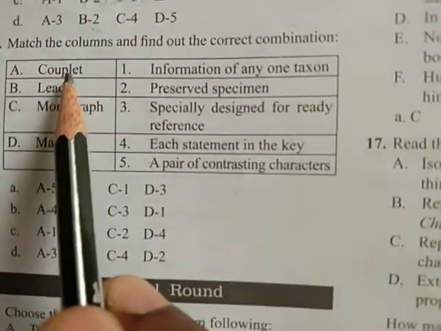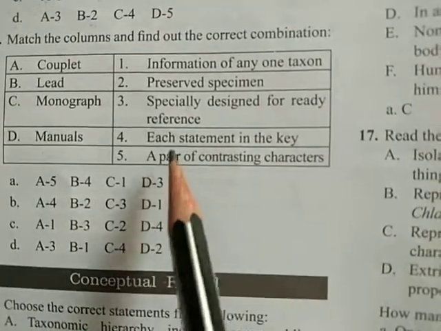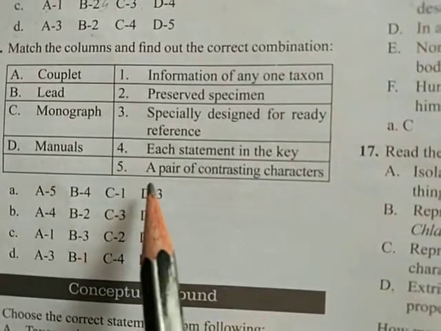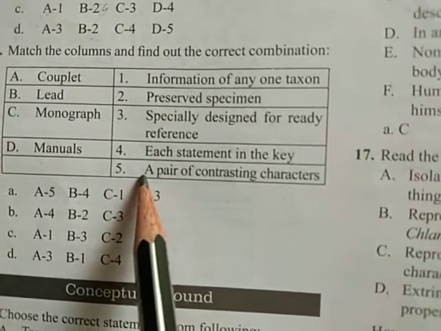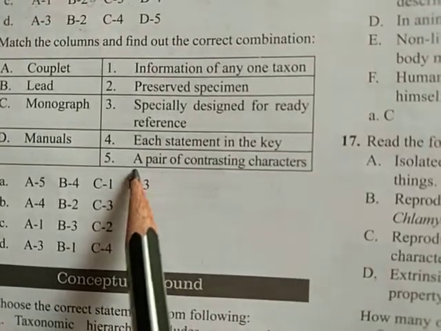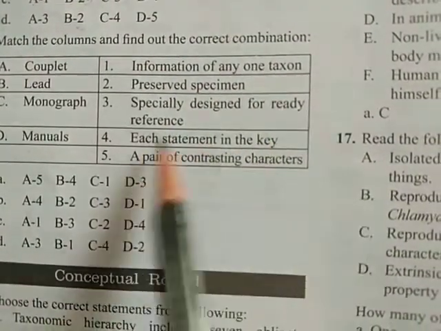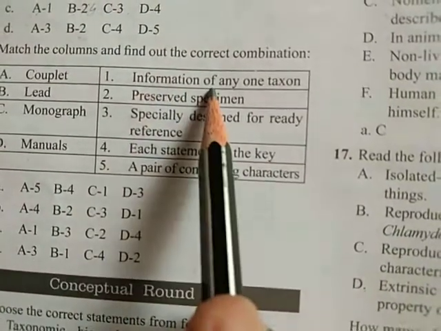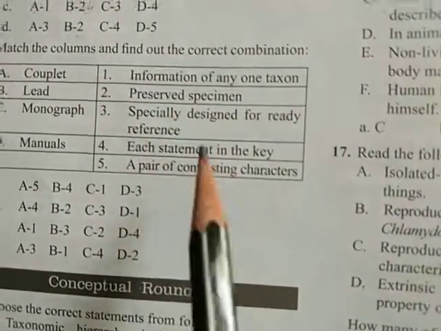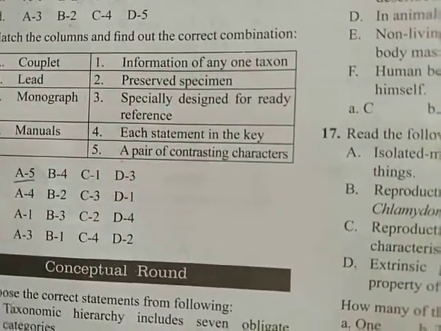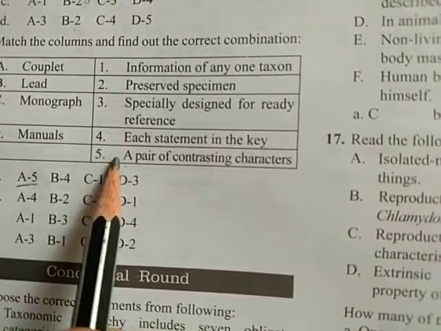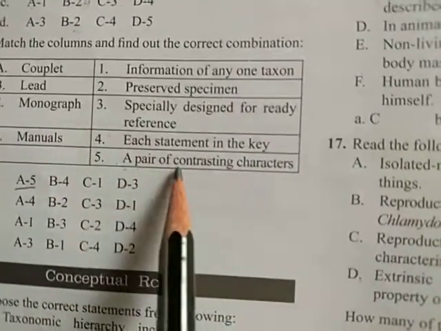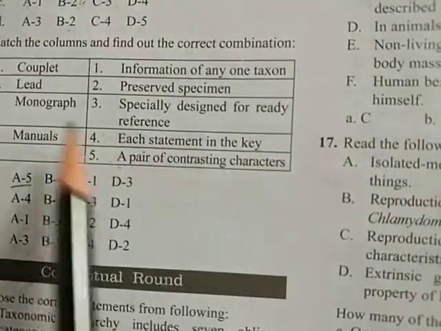Actually couplet, right? Couplet means what we observed: couplet means two, a pair of contrasting characters. So here the fifth one is the right one, no doubt actually. There is no such explanation for the remaining ones, the statement and information of any one taxon, no. So this is the right answer here. You can select A is 5, the fifth from this column is right. A pair of contrasting characters, so that is couplet.